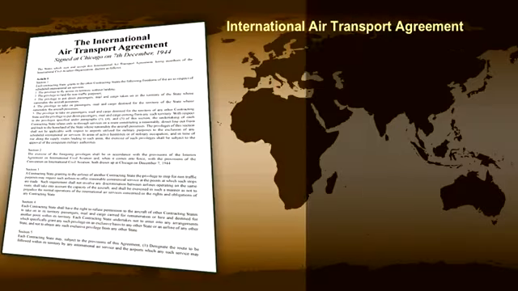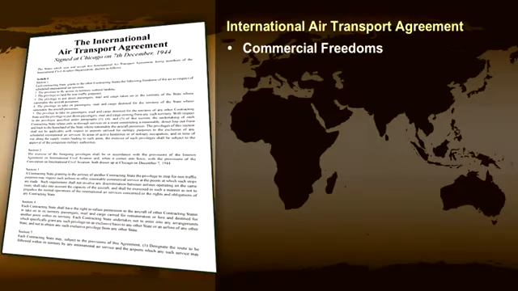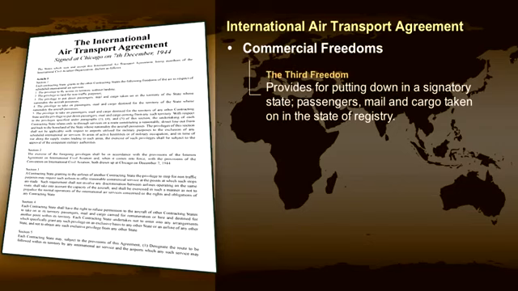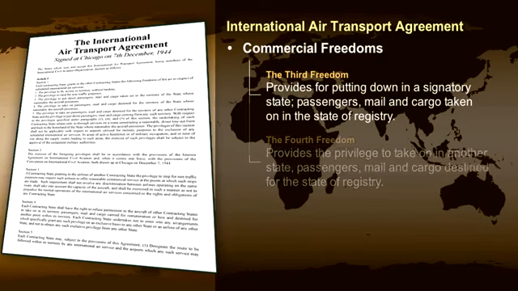The International Air Transport Agreement establishes the third, fourth and fifth freedoms, collectively known as the commercial freedoms. The third freedom provides for putting down in a signatory state passengers, mail and cargo taken on in the state of registry. The fourth freedom provides the privilege to take on in one state passengers, mail and cargo destined for the state in which the airline is registered.